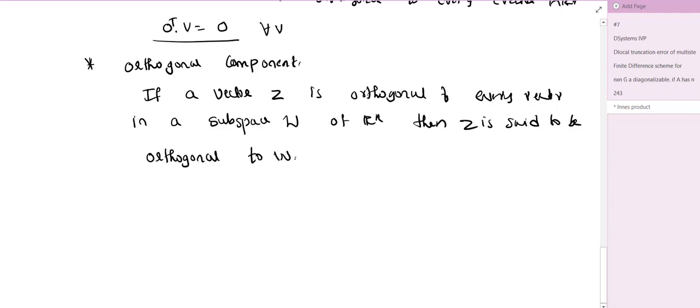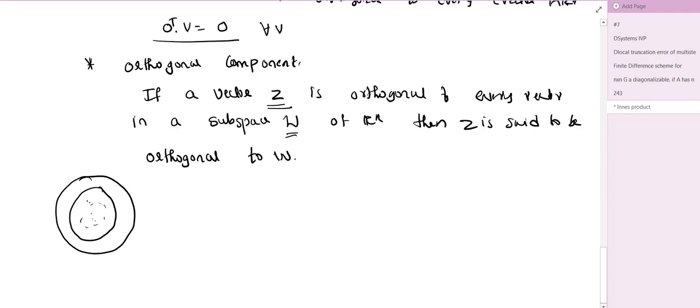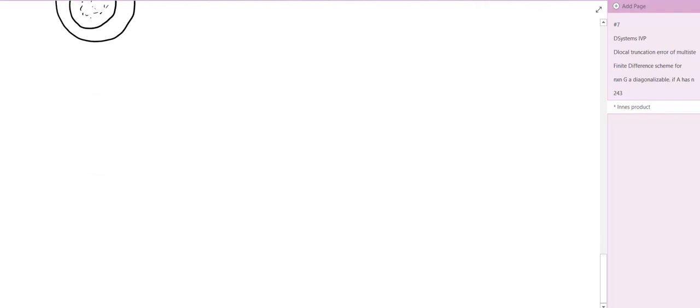Okay. See, a vector z is orthogonal to every vector in a subspace W of Rn. So you have, let's say, a vector space, and then you have a subspace. In the subspace you have many vectors. So you have a vector z which is orthogonal to every vector in the subspace W. So for each and every vector, then we call this z the orthogonal complement. Okay. Let's see whether the given vectors are orthogonal or not by using an example.